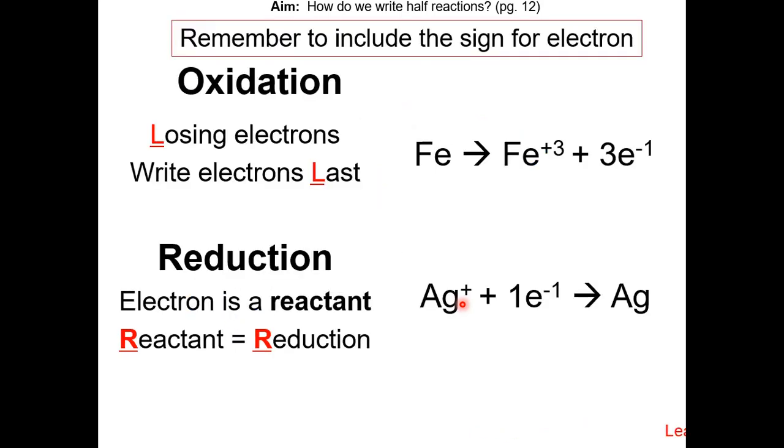So here are some catchphrases to help you memorize how to write the oxidation and reduction half reactions. For the oxidation half reaction, losing electrons, write electrons last. Reduction, electron is the reactant. Remember to include the sign for electrons. Electrons have a charge of -1.